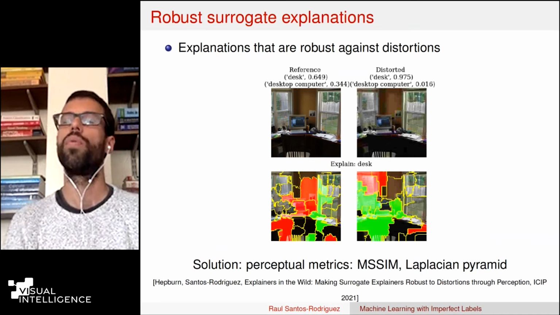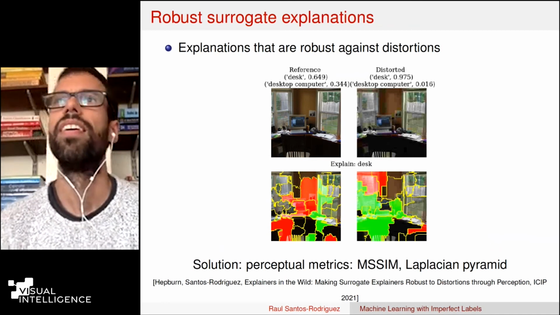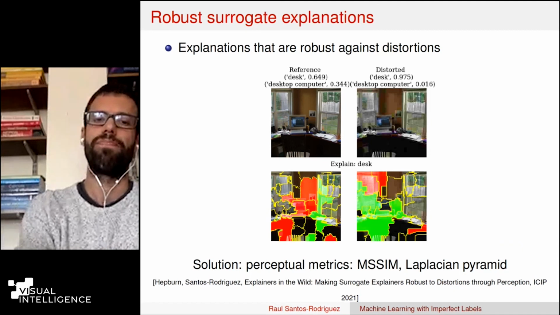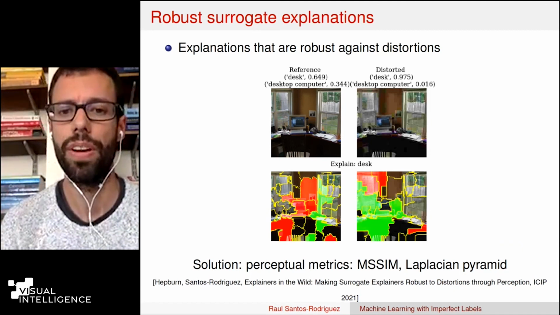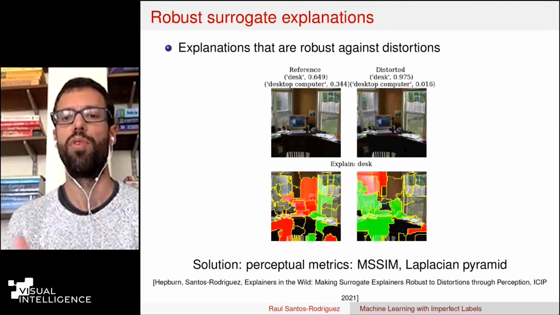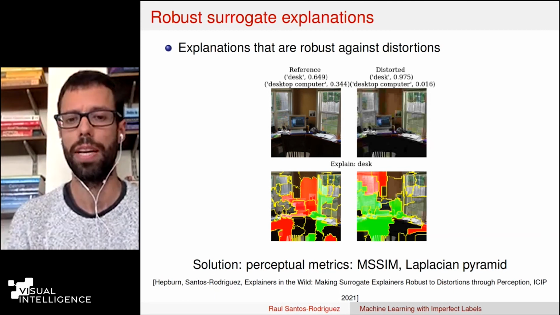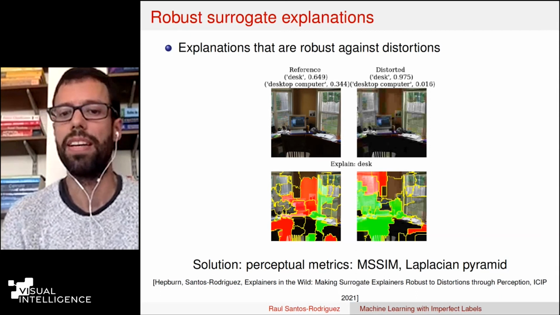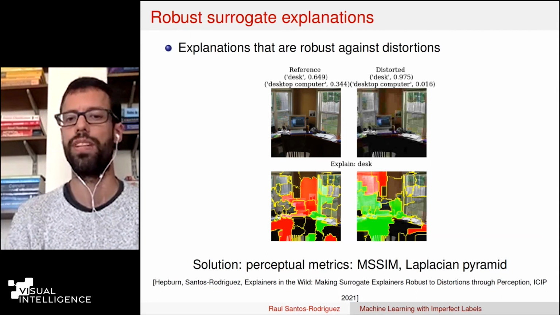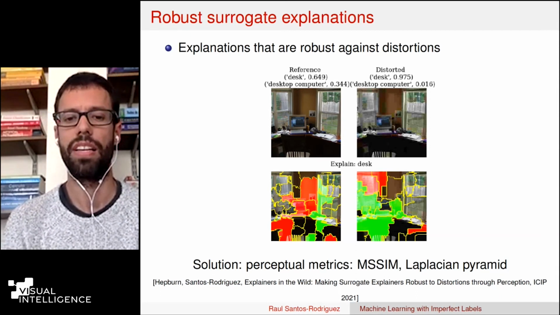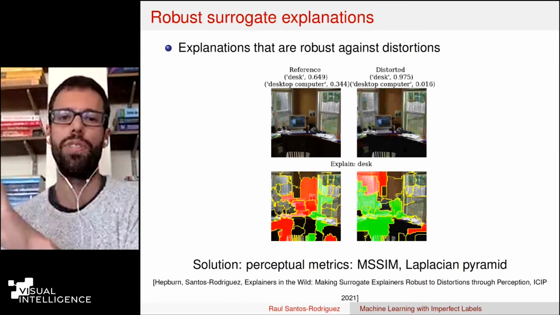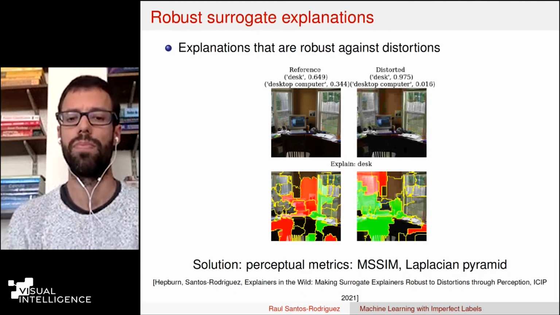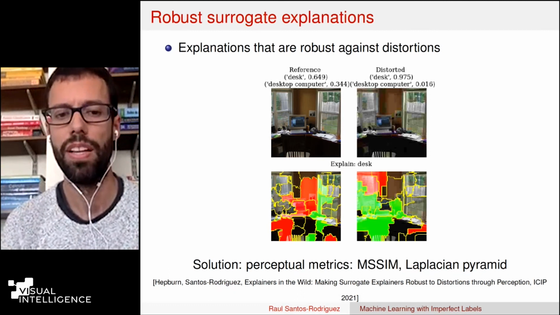So now going back to weak and imperfect labels, here the situation that we have, for instance, with surrogates, is that we've been given a model, a black box that we want to explain. We don't have access to it anymore in terms of being able to retrain it. But given an image, I can put it through that model and see what the prediction is. So that's the only thing that I'm allowed to do.